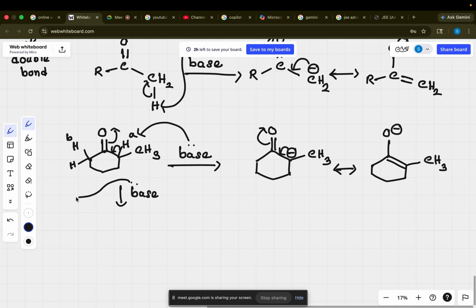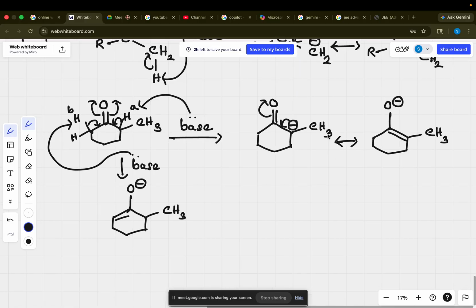Now if the base abstracts this Hb proton, what will you get? Here you will get a double bond, here you will get O minus, CH3, right? Clear? We are getting two kinds of products. This thing is clear, right?